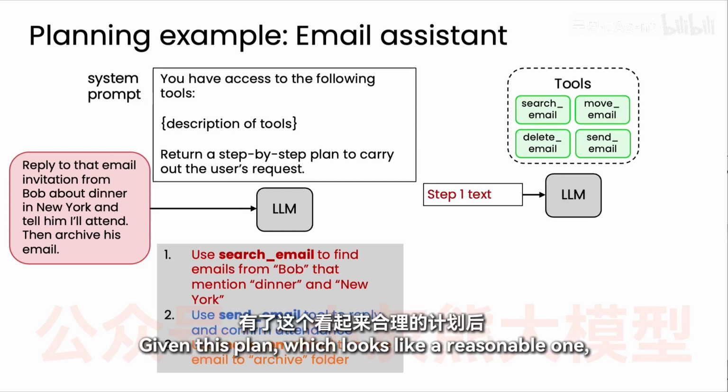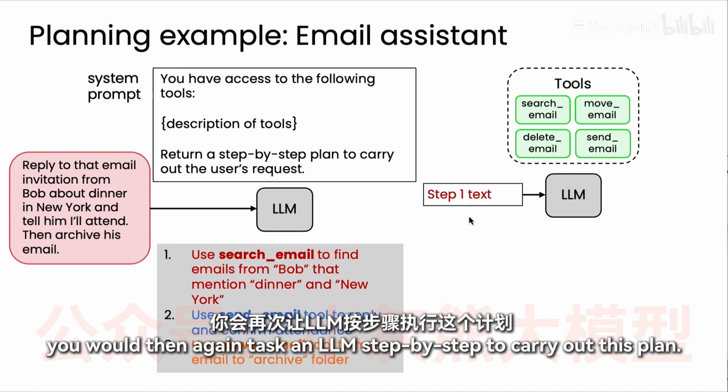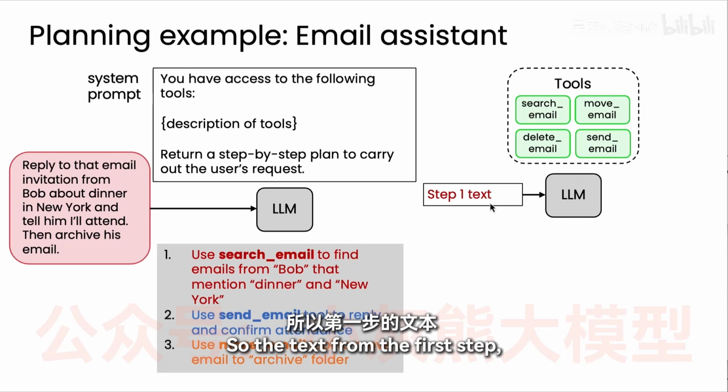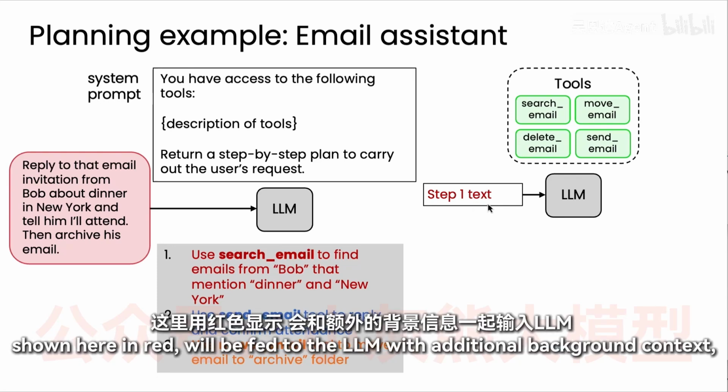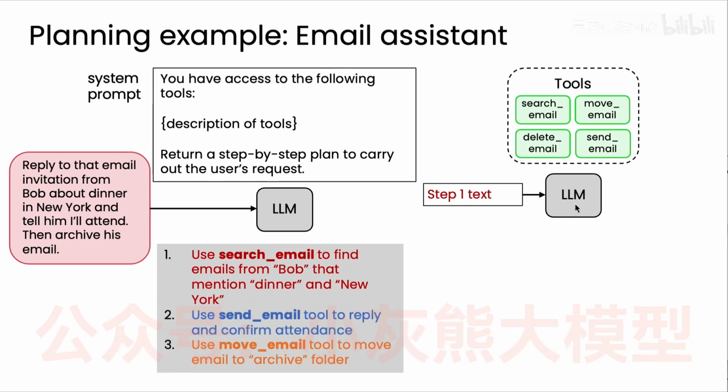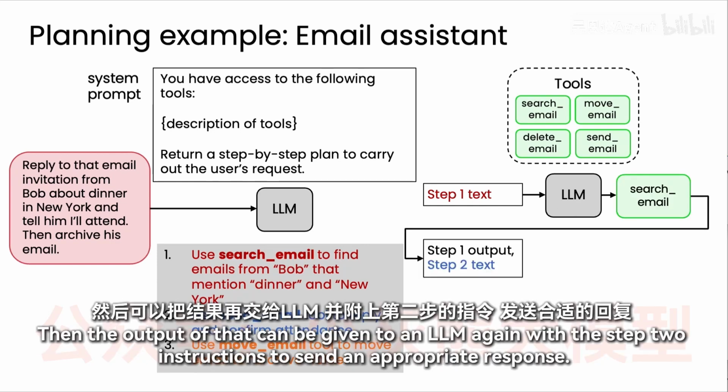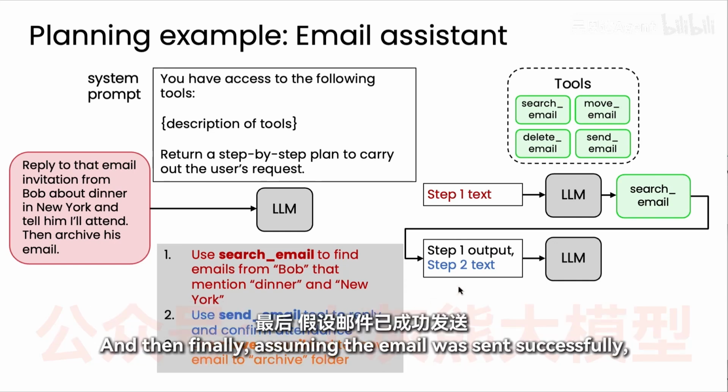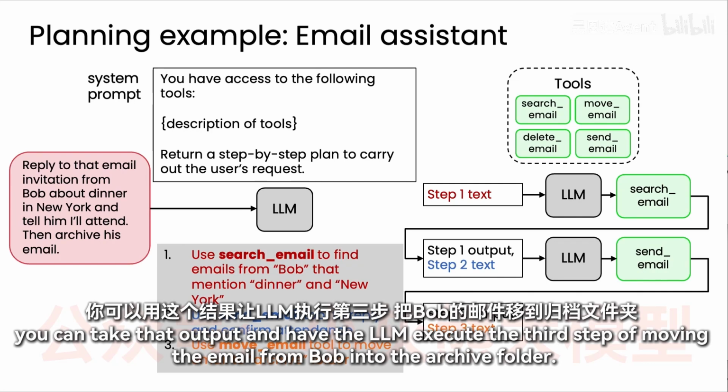Given this plan, which looks like a reasonable one, you would then again task an LLM step by step to carry out this plan. So the text from the first step, shown here in red, will be fed to the LLM with additional background context, and hopefully trigger search email. Then the output of that can be given to an LLM again with the step 2 instructions to send an appropriate response. And then finally, assuming the email was sent successfully, you can take that output and have the LLM execute the third step of moving the email from Bob into the archive folder.